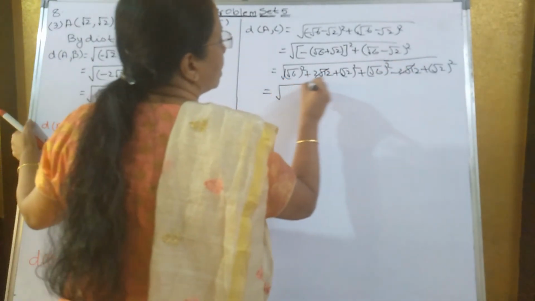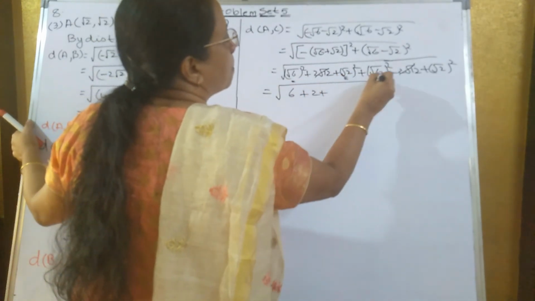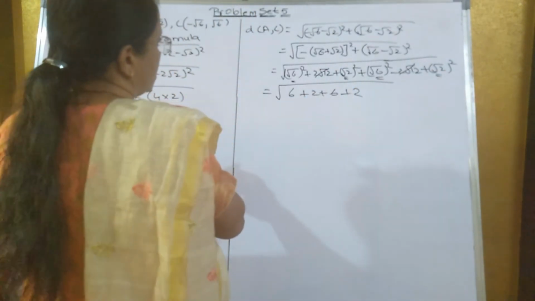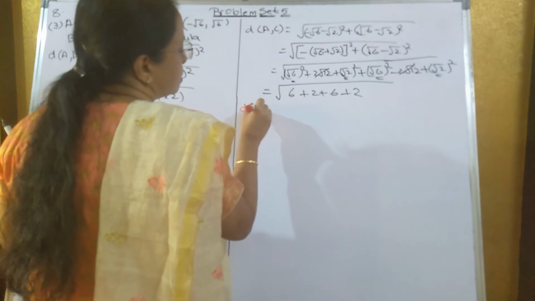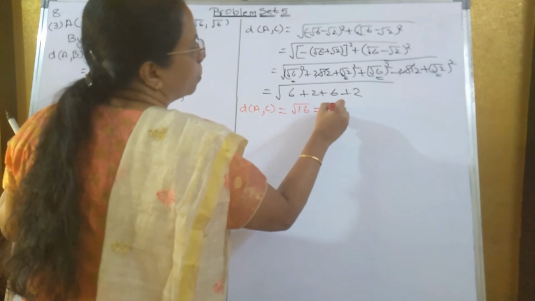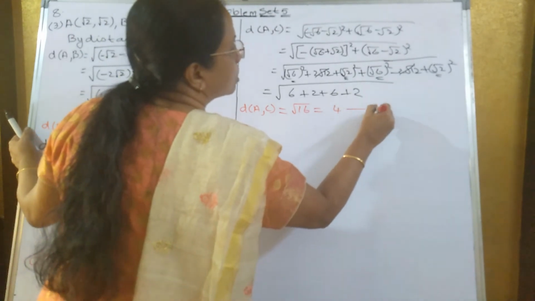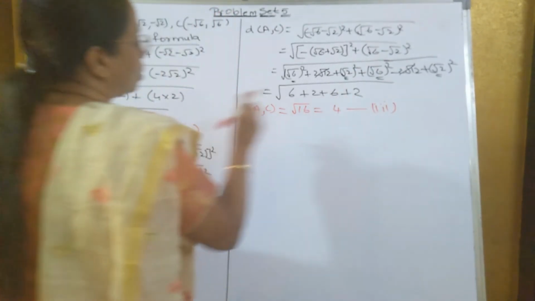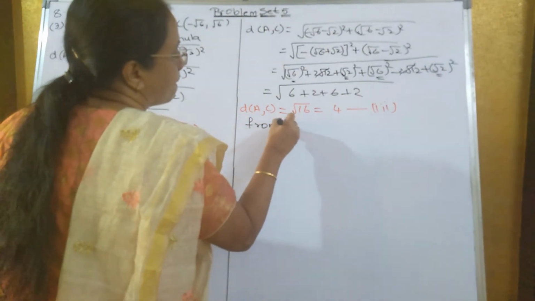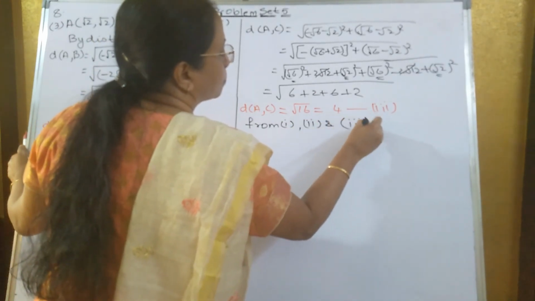So what will you get? Again the same thing, you will get 6 plus 2 plus 6 plus 2. So distance AC is equal to how much? Distance AC is equal to root 16, that's equal to 4. Let this be 3. Now if you compare 1, 2 and 3, what do you get?